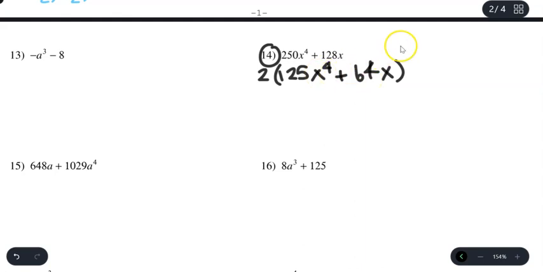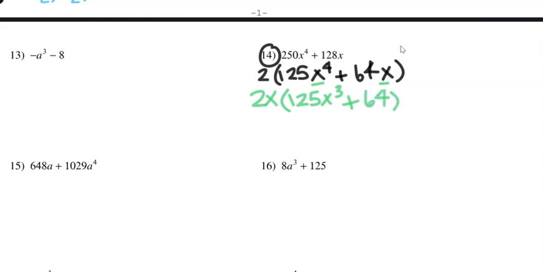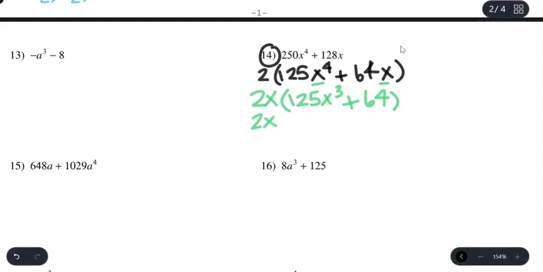Well, let's factor out our common factors. I factored a 2 out already, but both of these have an x, so I can factor out an x as well. That leaves me with 125x cubed plus 64. Now I've got a sum of cubes inside the parentheses. Just like I showed you with the AC method, always look for greatest common factors first, pull those out, then factor. So I've got 2x.